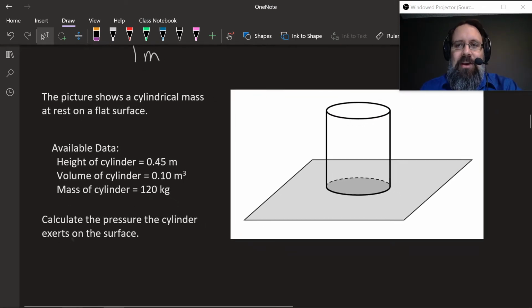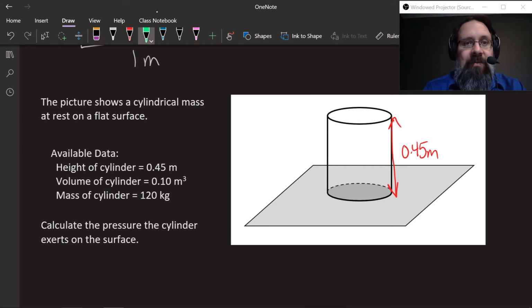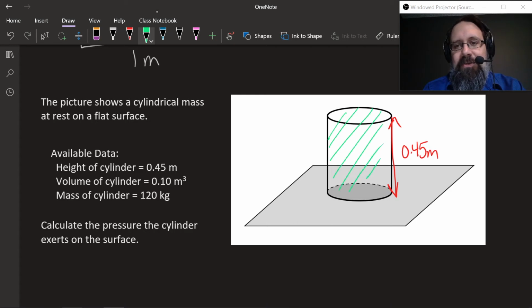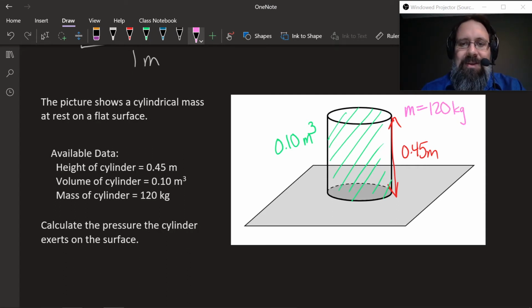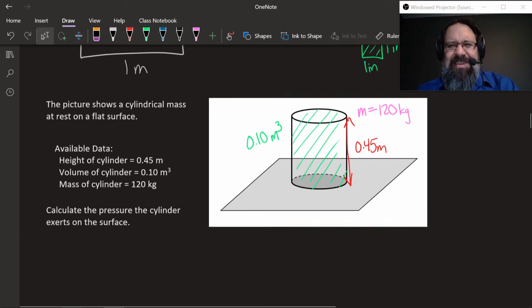All right, let's do a calculation-based problem. The picture shows a cylindrical mass at rest on a flat surface. Here's our available data. The height of the cylinder is 0.45 meters. And the volume of the cylinder, so the whole entire cylinder, takes up a space of 0.10 cubic meters. And then the mass of the cylinder is 120 kilograms. I couldn't really think of a realistic object that would be like this. So imagine it's like a person modeled as a cylinder.